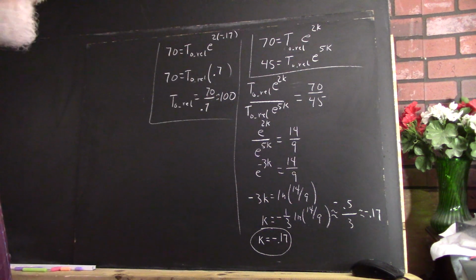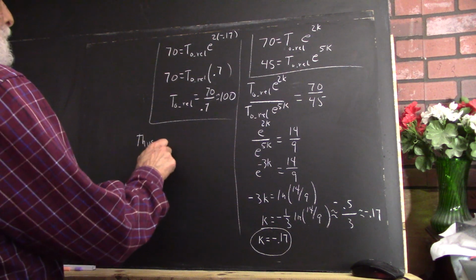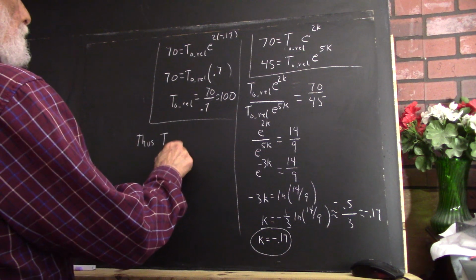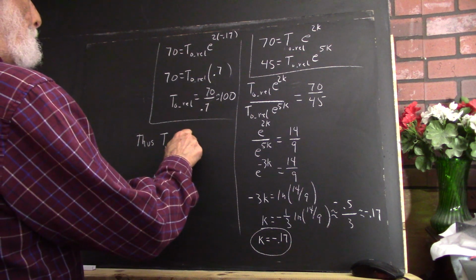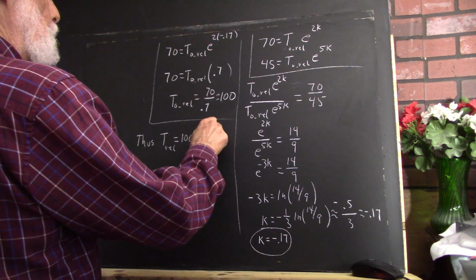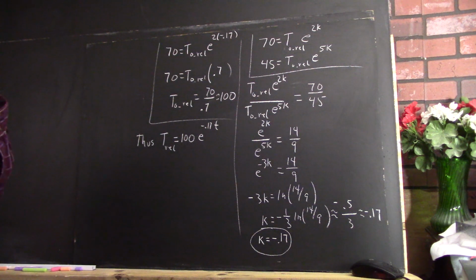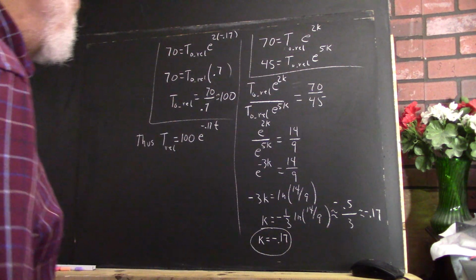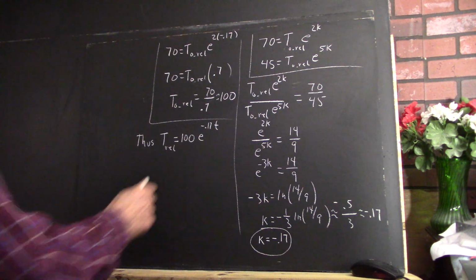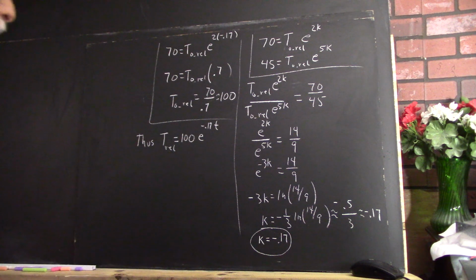So now our model is T relative is 100 e to the negative 0.17 t. Now that all came out so nice you'd think maybe I fudged it, but I didn't. I probably wasn't all that accurate, but it wasn't fudging. Just happened to come out really nicely.